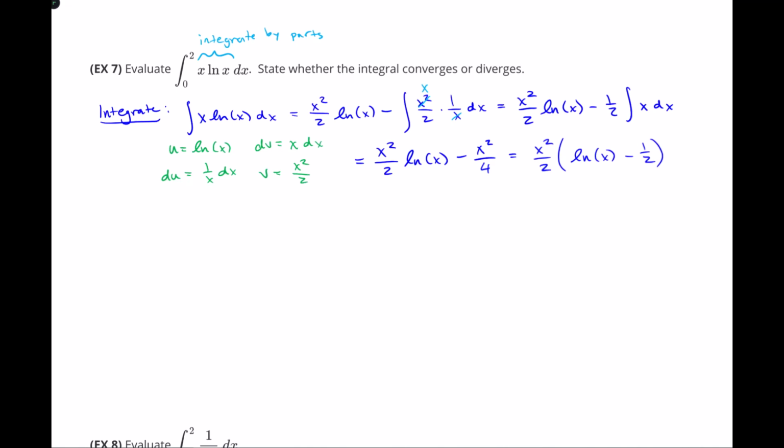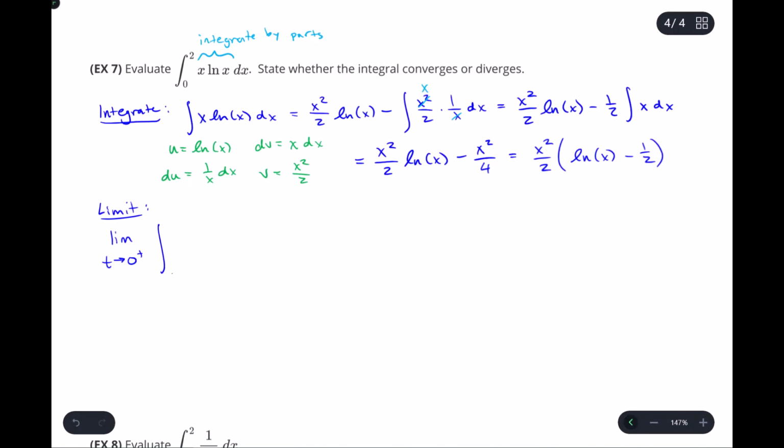Okay, so we have the result of the integral, so now it's time to take the limit. All right, so the limit here is going to be the limit as t goes to 0, and this time we'd be approaching from the right, so values that are larger than 0 but going down to 0, of the integral from t to 2 of x natural log x dx.